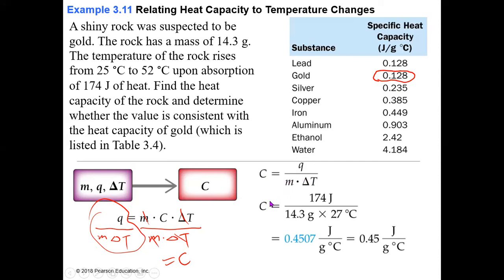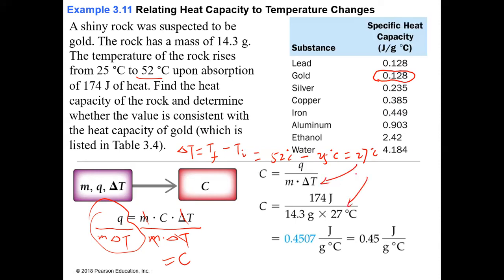Again, before you plug in those numbers, you probably want to calculate the delta T here. Our delta T is the T final, or TF, minus TI. We know our TF is 52 Celsius and our TI is 25 degrees Celsius. So we have 27 degrees Celsius, and that is our delta T.